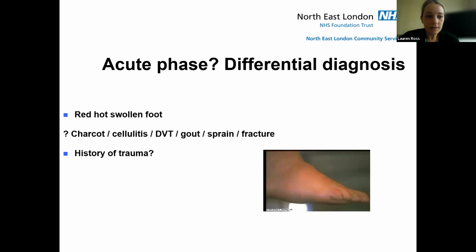So the acute phase, as you can see, is a red hot swollen foot, but obviously there are differential diagnoses for that. So it could be a Charcot, but it also could be cellulitis. It could be a deep vein thrombosis or gout or a soft tissue injury or a bony injury occurring. Is there a history of trauma? Generally with Charcot, there isn't always a history of trauma. There can be. It could be that a trauma has then ignited this Charcot to occur, but generally there's not too much of a significant trauma that's happened to the foot.